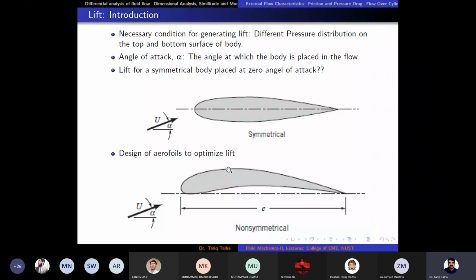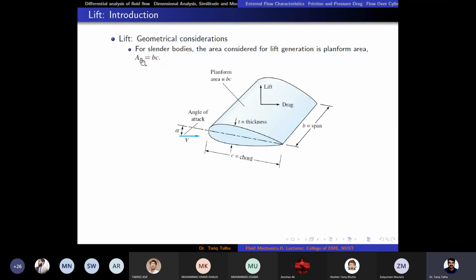So that's why we would have positive lift force even for the zero angle of attack. That is why we usually make non-symmetrical aerofoil shapes. NACA aerofoils are usually non-symmetrical because they produce more lift, even at zero angle of attack and even at negative angle of attack. And the area I was talking about to create lift, that was the planform area.